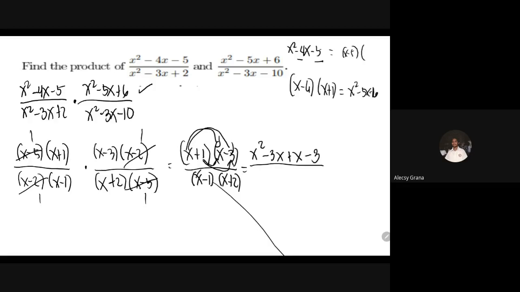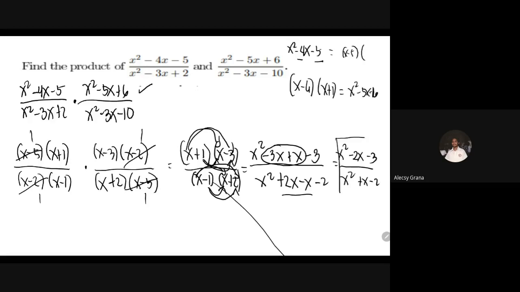Yung baba, ganun din. X times x, x squared. X times 2, 2x. Negative 1 times x, negative x. Negative 1 times 2, negative 2. Mapapansin mo, ito ay parehas. Sabi natin kanina, makakapag-add, makakapag-subtract lamang tayo kapag the same sila ng literal coefficient. So pwede natin silang makombine as negative 2x. Okay? Ito naman, parehas din sila, so pwede natin siyang makombine, magiging plus x minus 2. So ito yung magiging final answer.